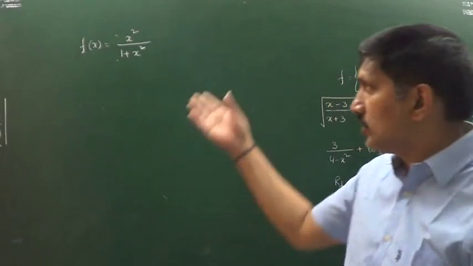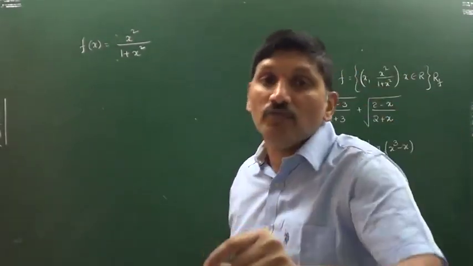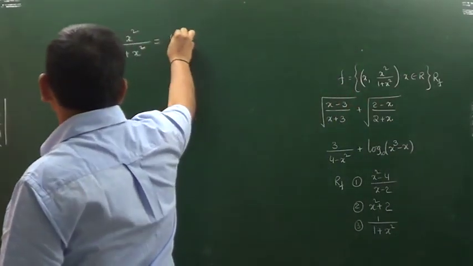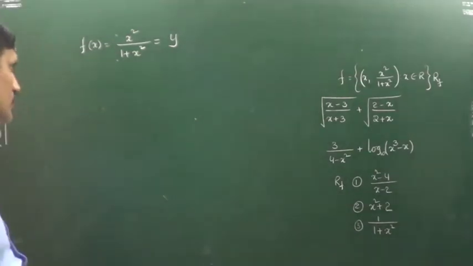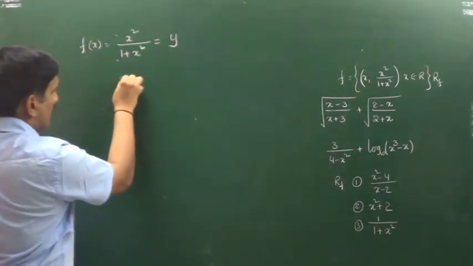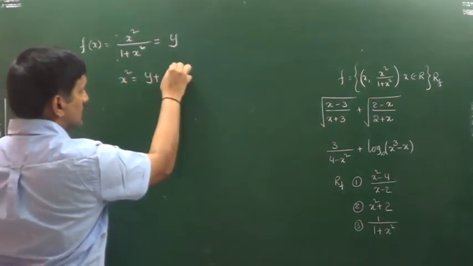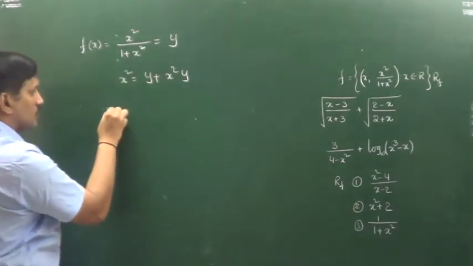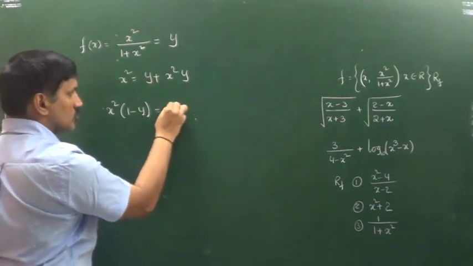How to find out the range of that function? For any problem of finding the range, we are going to proceed with the same procedure. Let us say this is equal to y. x square by 1 plus x square is equal to y. Now what can we write? x square is equal to y plus x square into y. Now if you take x square common, we will get x square into 1 minus y is equal to y.